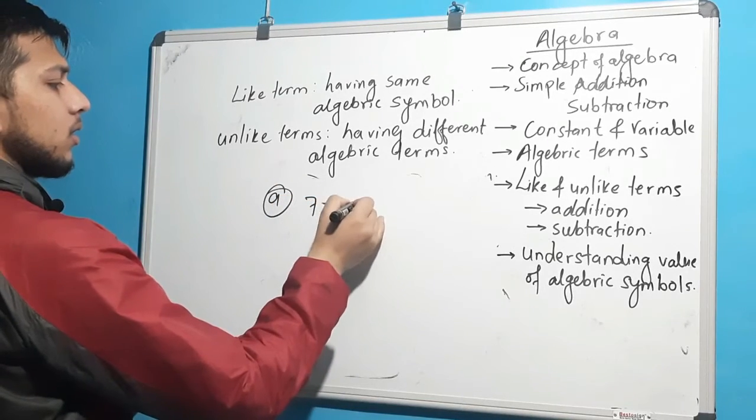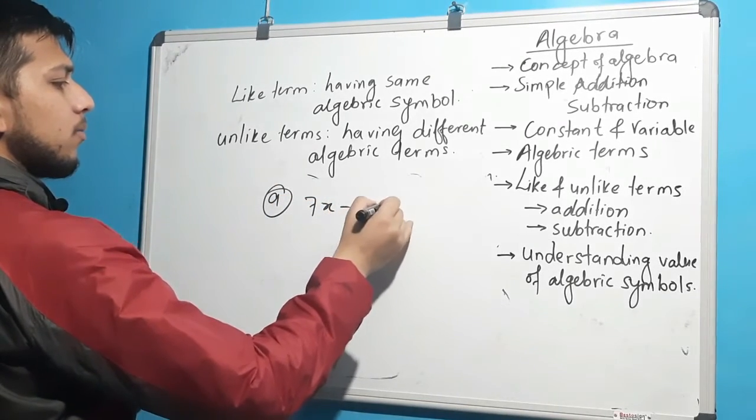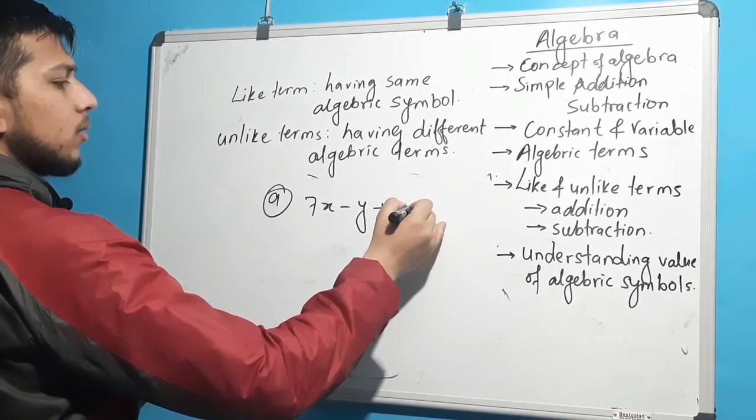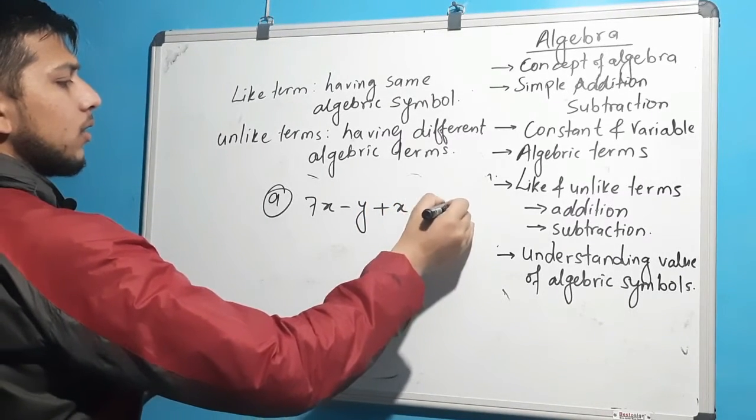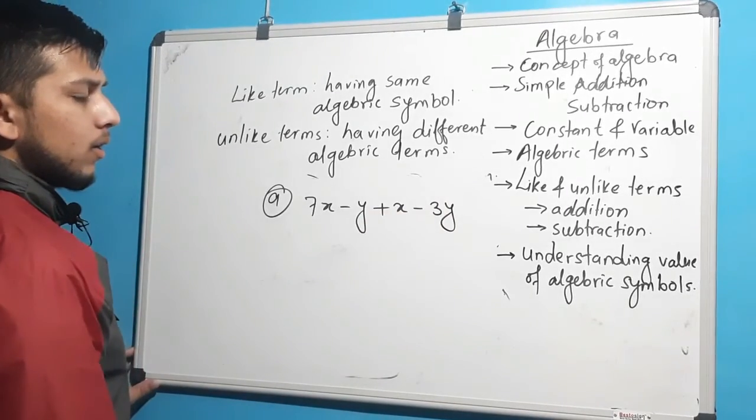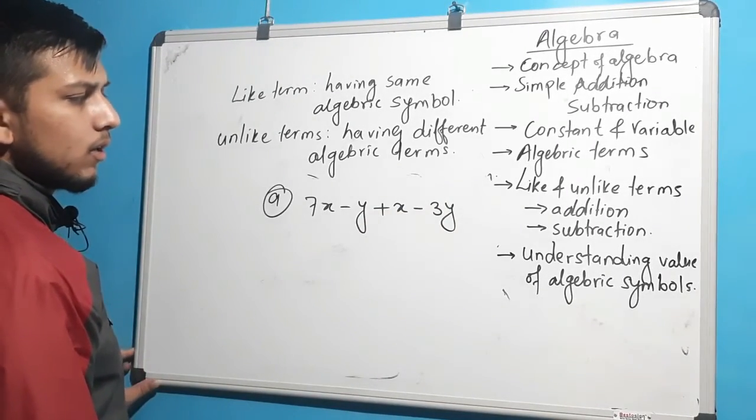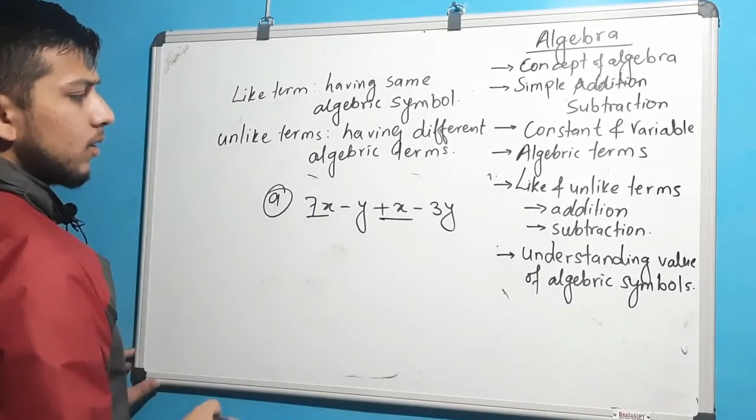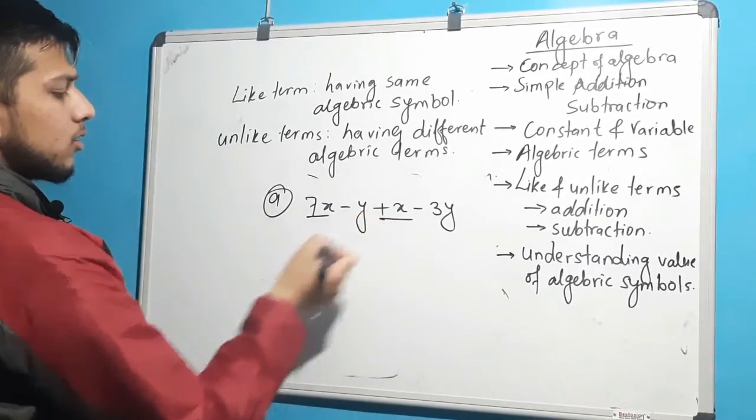7x minus y plus x minus 3y. What will be the answer? We have to operate between this x and x. This is also plus and this is also plus.